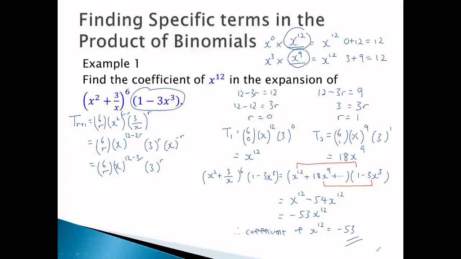Okay? So you have to be very good in your laws of indices and be clear what term you need to times to this 1 to get x to the power 12, and what term, again, you need to times to this negative 3x cubed, which is what is over here. Okay, so let's move on to example 2.